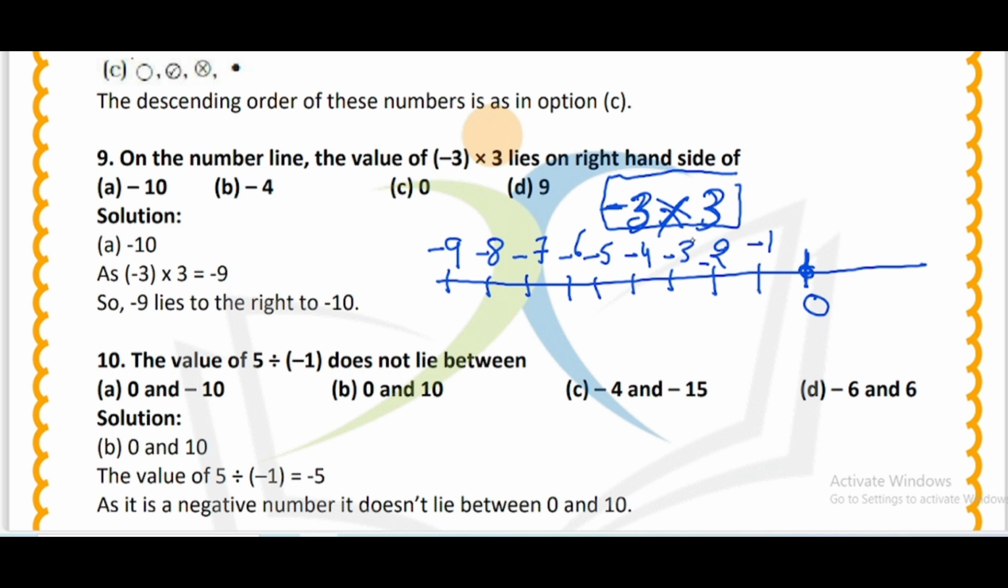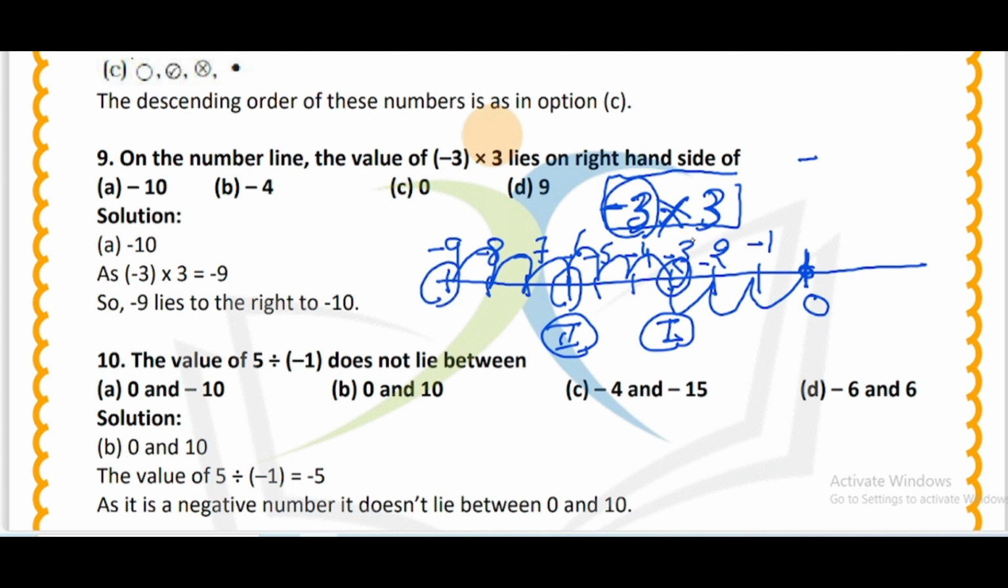It means 3 steps, 3 gaps each. Let's see, that is 1, 2, 3. That is the first step. Then the second step is 1, 2, 3. And the same as the third step, the multiple of 3 times is the third step, that is 1, 2, 3, that is minus 9. It means minus 3 steps into 3 times is minus 9. Then minus 9 is the right answer.